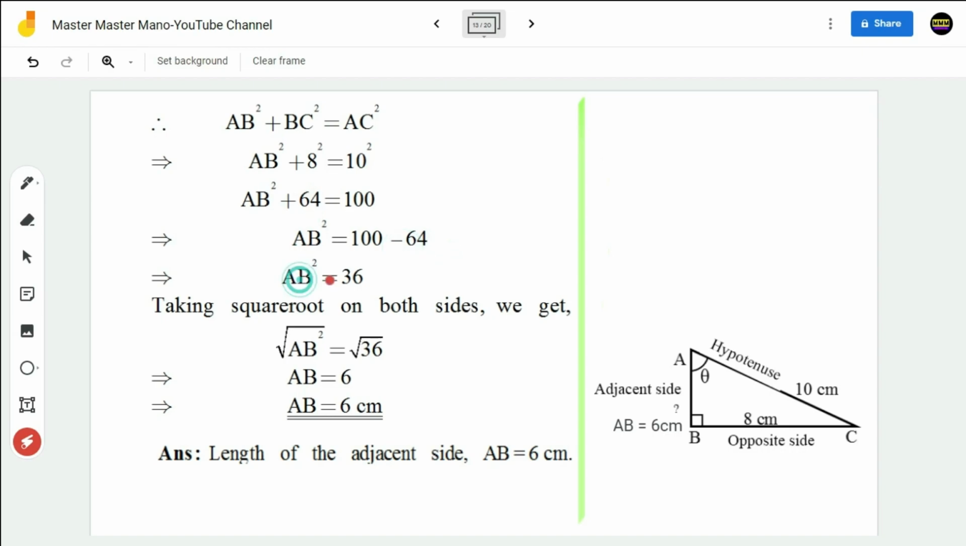That is AB square equals 100 minus 64, that is 36. We have AB square equal to 36. Taking square root on both sides, we get root of AB square equal to root of 36. When root of AB square comes out, it will be simply AB equal to, when root of 36 comes out, it will be 6. That is AB equals 6 cm. Hence, we have found the length of the adjacent side AB as 6 cm by Pythagoras theorem.